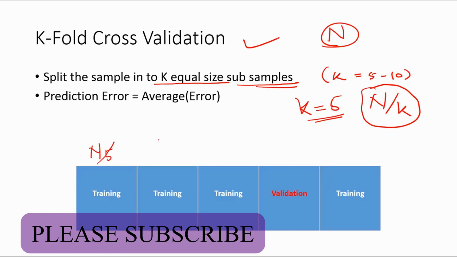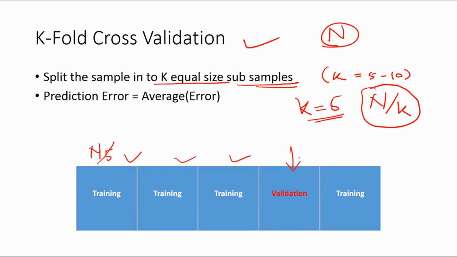Then you take one of the subsamples as the validation set, and the rest of the 4 as the training set, like the way we have done here. This is a training subsample, training subsample, training subsample, but the 4th one is a validation one, and then you take the 5th one as a training sample. So we build a model using the training samples and use the validation sample to validate it.